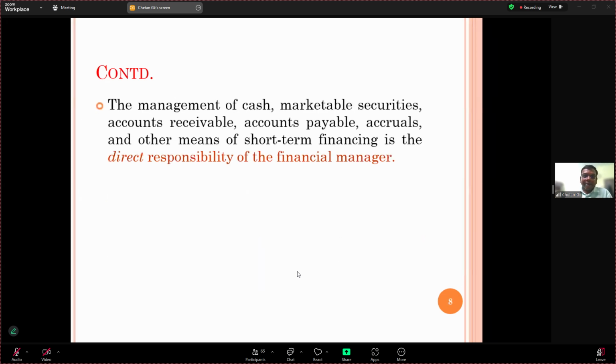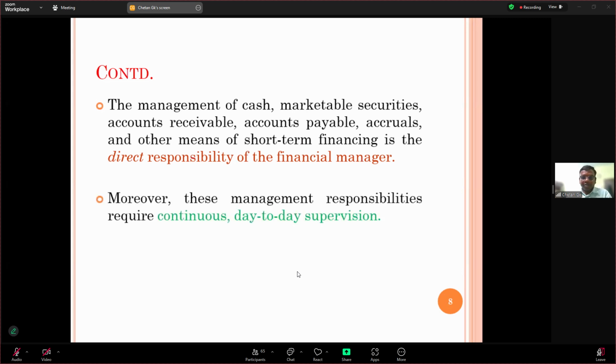The management of cash, marketable securities, accounts receivable, accounts payable, accruals, and other means of short-term financing is the direct responsibility of the finance manager. Moreover, these management responsibilities require continuous, day-to-day supervision, and you have to monitor on strict terms. So what happens if you don't have money to pay for the salaries?